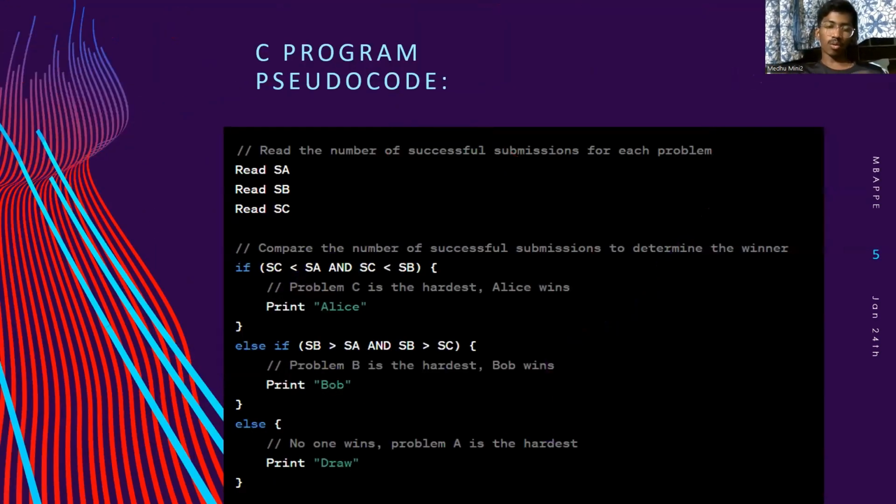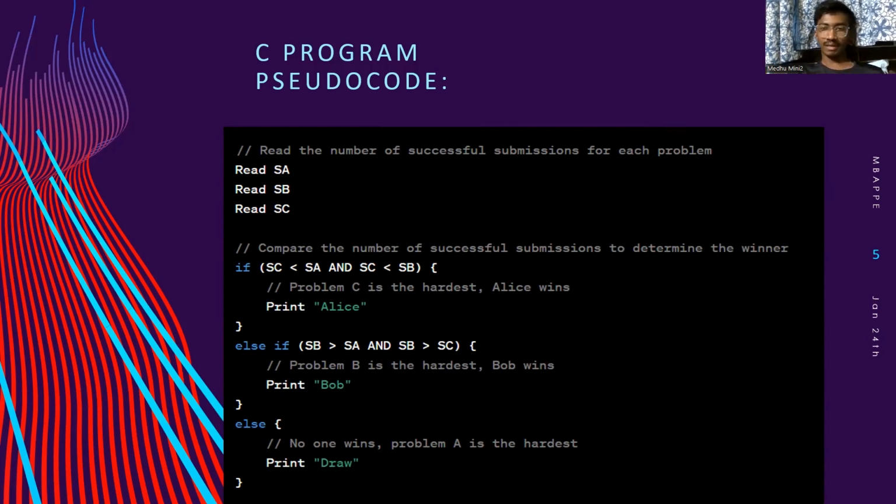C program pseudocode. Pseudocode is just like an algorithm which includes logic written before the main code. To read the number of successful submissions for each problem, we read SA, SB, and SC using the scanf function. To compare the number of successful submissions to determine the winner, we use if else if.